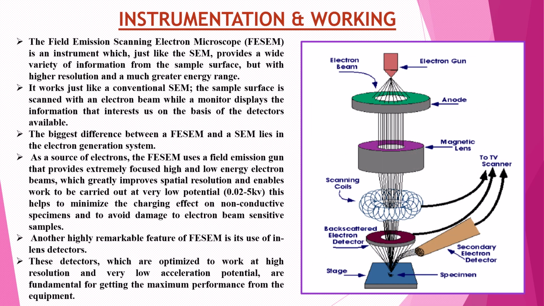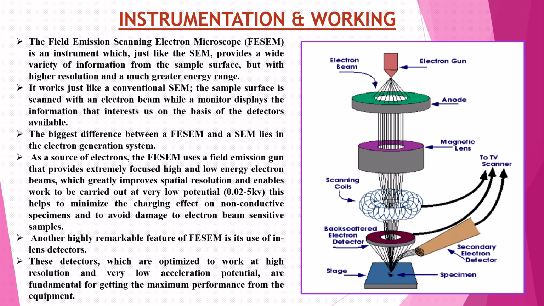Further, we are going towards instrumentation and working. As the diagram shows, there is an electron beam coming and there is an anode to detect it, and there is a magnetic lens also, and then it goes to a scanning coil which scans, and after scanning there are backscattered electron detectors, and it shows on the screen or the TV, which is a computer attached to it.